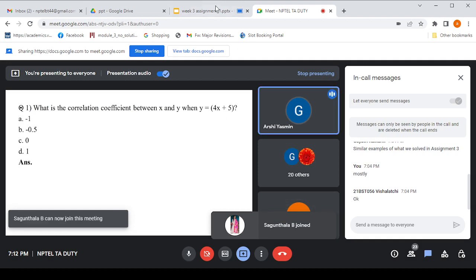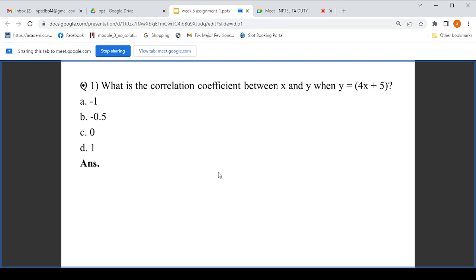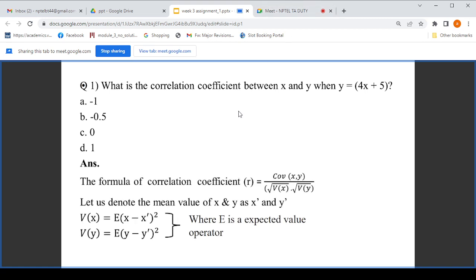When m is positive, the value will be 1. Here m is 4, so the value will be 1. Okay, and when is it 0.5? When it is more of a sinusoidal kind of curve. Okay, so here is the solution.